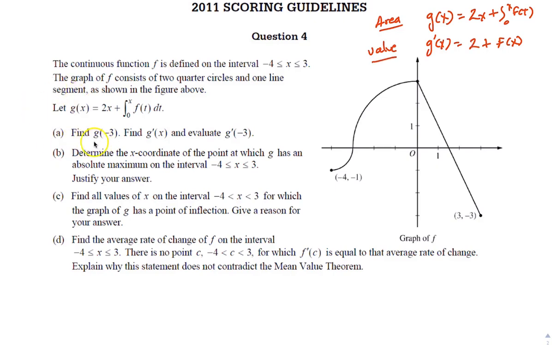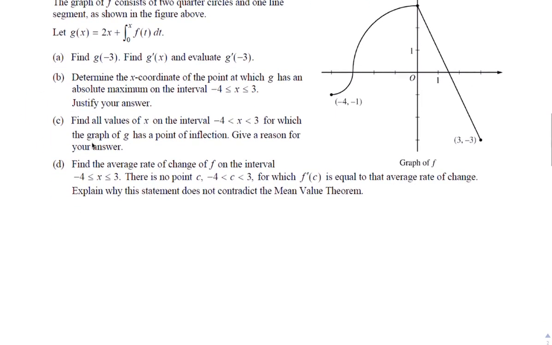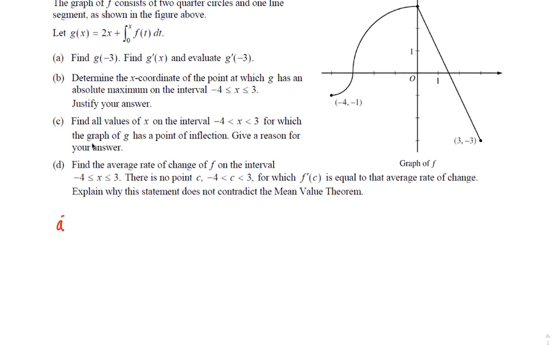Now let's find the answer. So find a. Find g of negative 3. So all that means is we're going to sub it into the equation here, right? So straightforward. 2 times negative 3 plus the integral from 0 to negative 3 of f. Now part of this is easy, part of this is a little more complicated. So 2 times negative 3 is negative 6, easy.